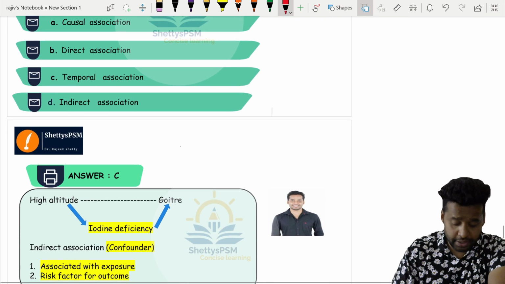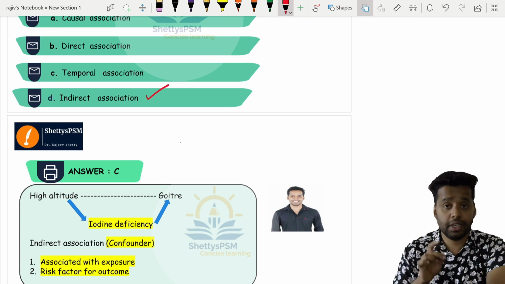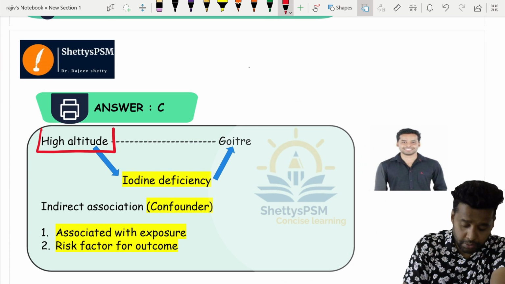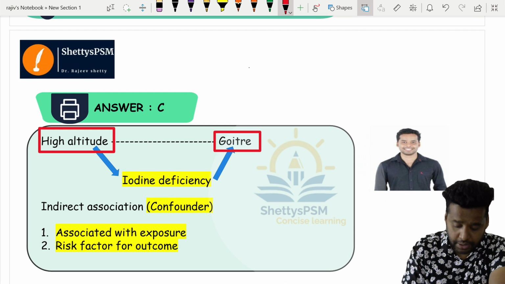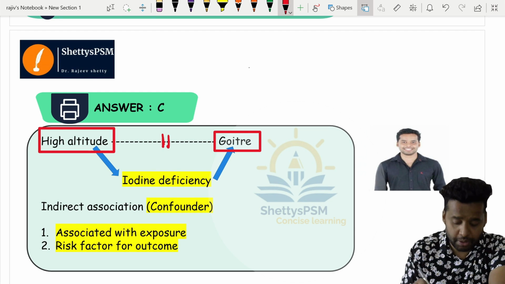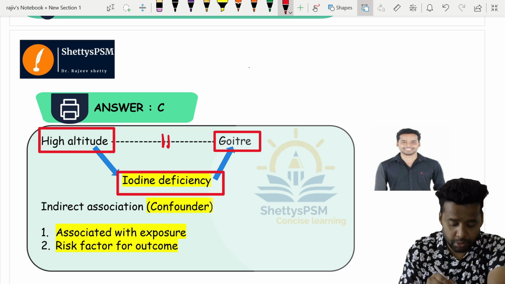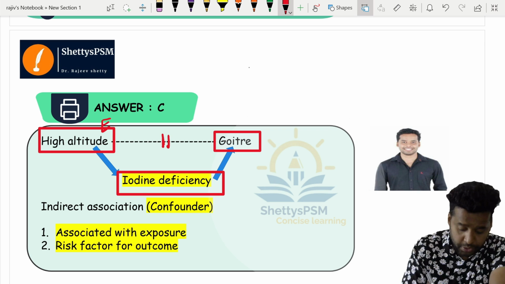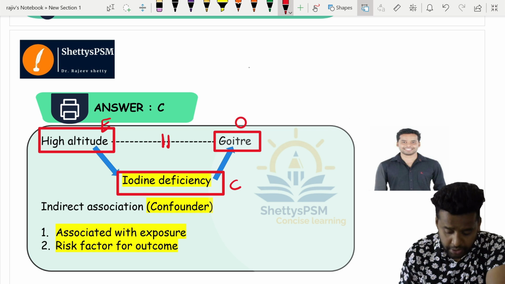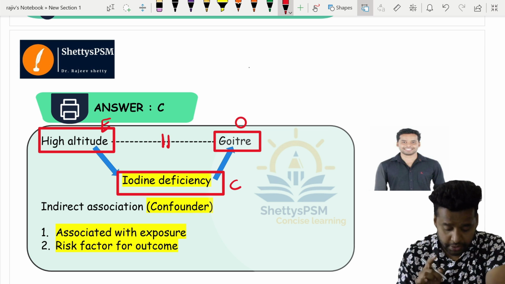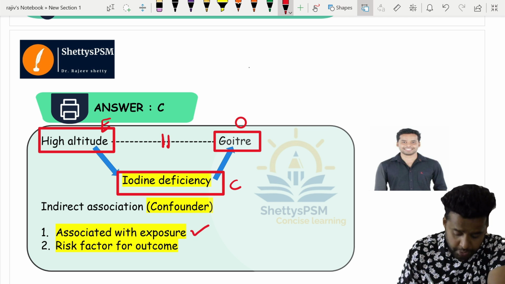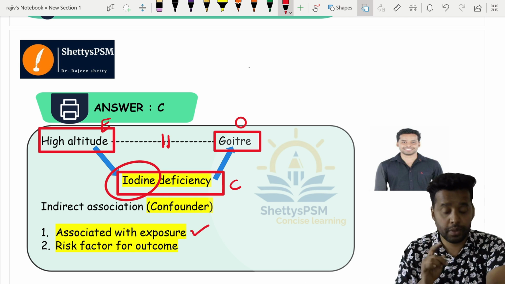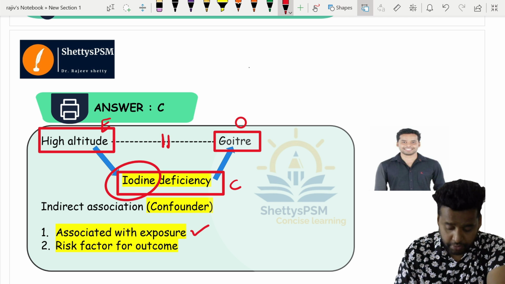Association of high altitude with goiter is what type of association? It is indirect association, also known as confounding factor. See this sequence: high altitude and goiter have no direct relationship. Whatever is happening is indirect, through iodine deficiency, which is a confounding factor. If this is the exposure and this is the outcome, iodine deficiency is the confounder, meaning it is associated with exposure. In high altitude areas, iodine deficiency is seen. It is an independent risk factor for the outcome.